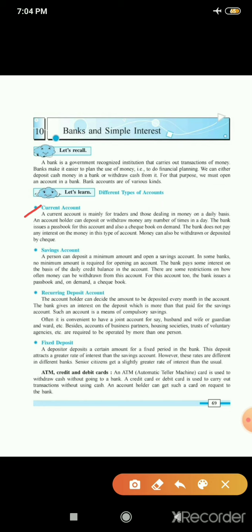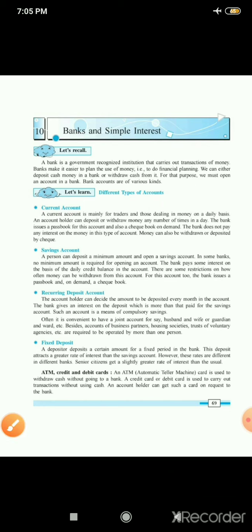The bank issues a passbook for this account and also a checkbook on demand. The bank does not pay any interest on the money in this type of account. Money can also be withdrawn or deposited by check. So I hope you have followed the current account.